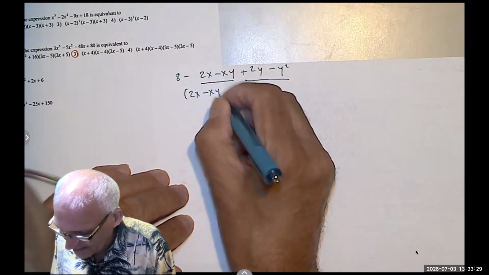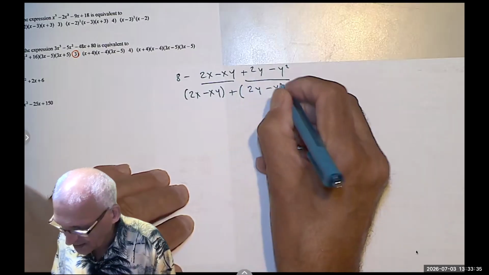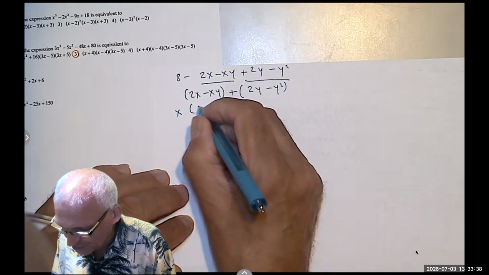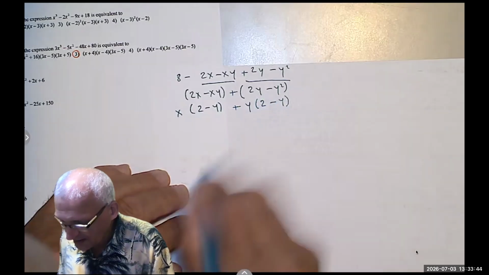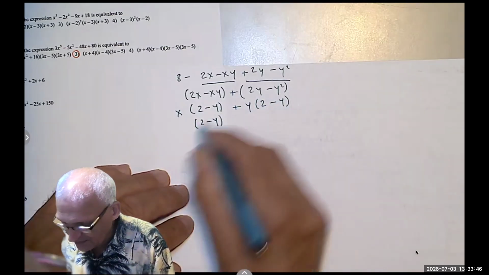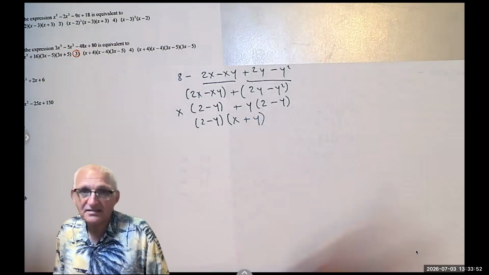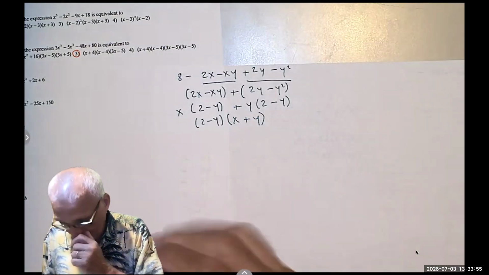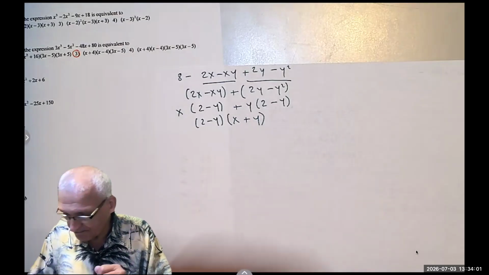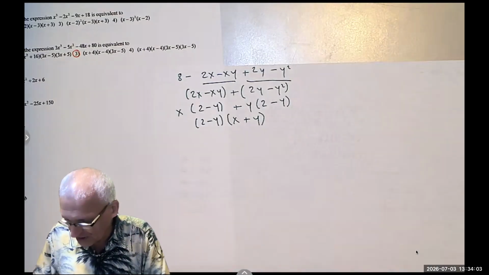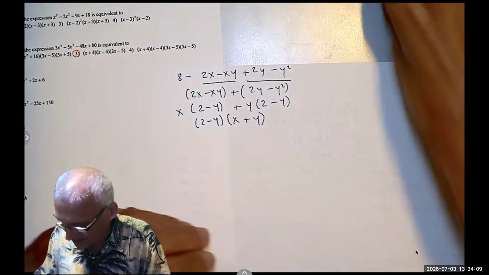2x minus xy plus, because it's plus, I'm not going to change the signs, 2y minus y squared. I can factor x here, and that leaves me with 2 minus y, and I can factor y here, which leaves me with 2 minus y. Now I take 2 minus y as a common factor. That leaves me here with x and here with y, and that's the answer. So that is number 8.